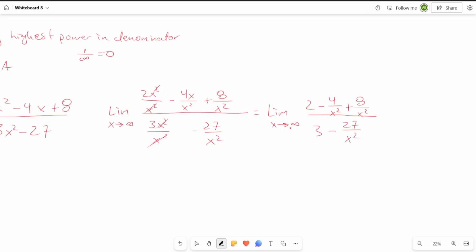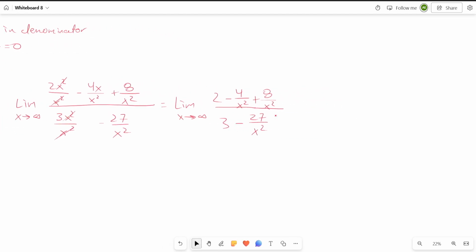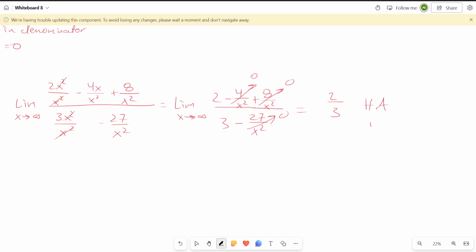Let's apply the limit as x approaches infinity. I can see that this term is going to be 0, this term is 0, and this term is 0, and I'm going to be left with 2 over 3. So my horizontal asymptote is simply y equals 2 over 3.